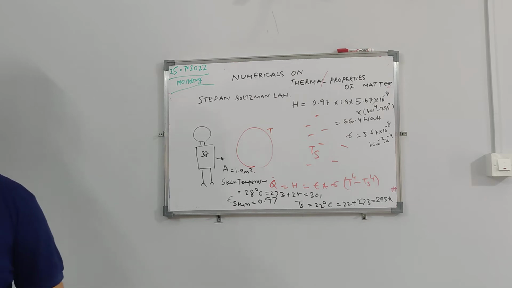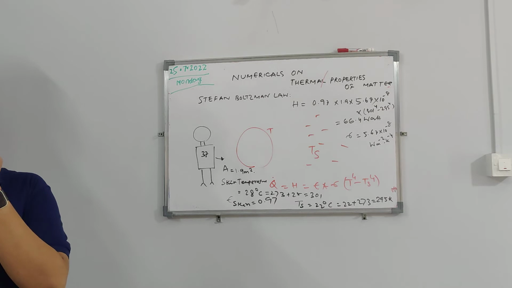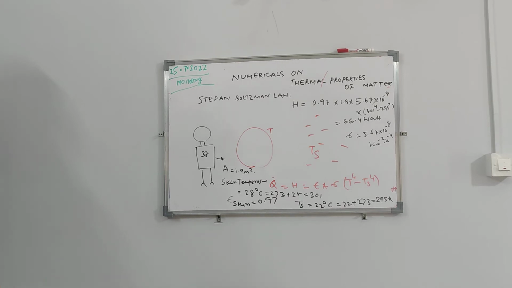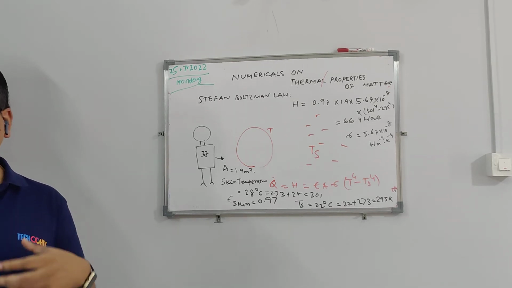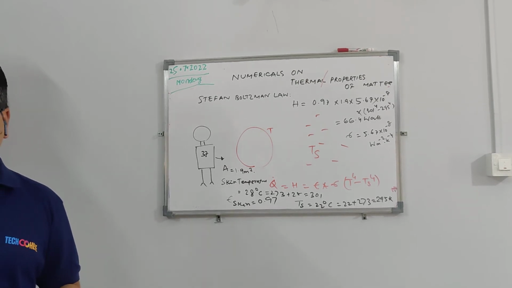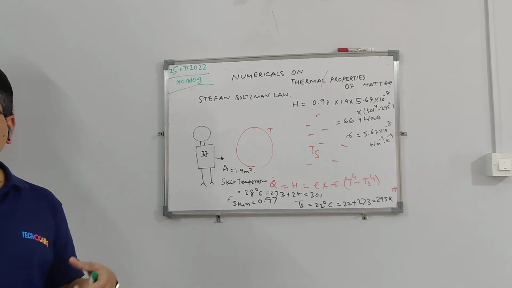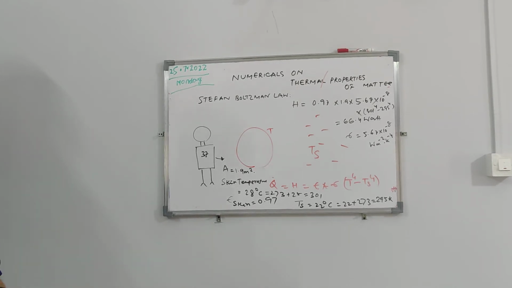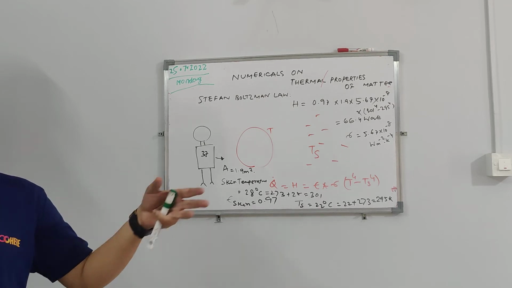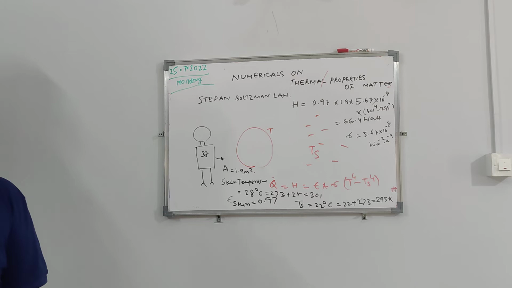Which is more than half the rate of energy produced by our body at rest. Our body burns the carbohydrate with oxygen, and with that reaction you are producing 120 joules every second, so 120 watt. Out of that, because of the colder temperature, this much heat is getting radiated to the surrounding.